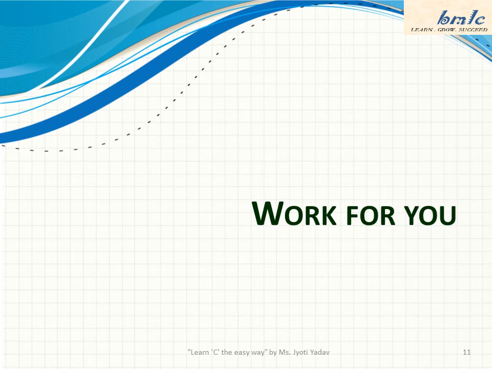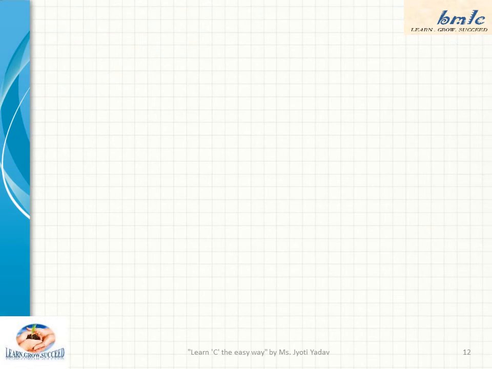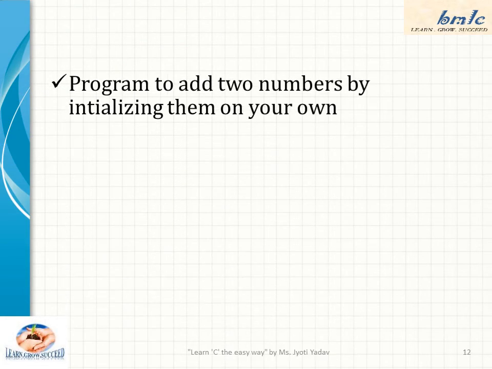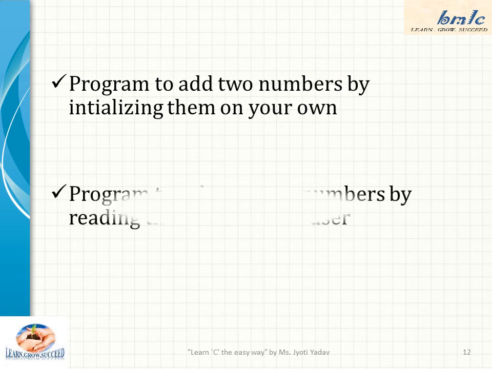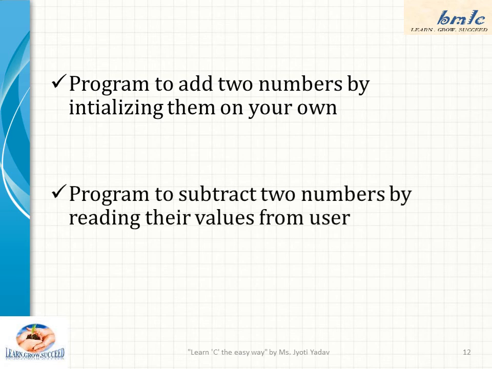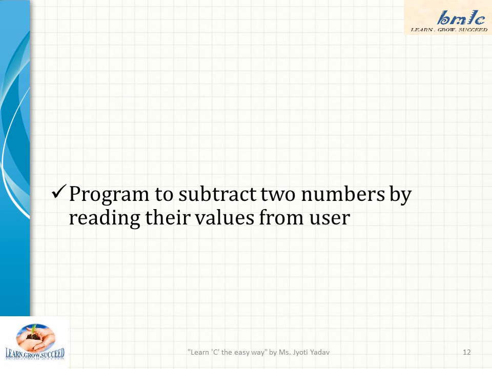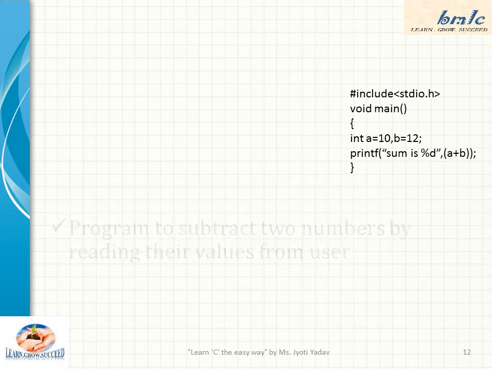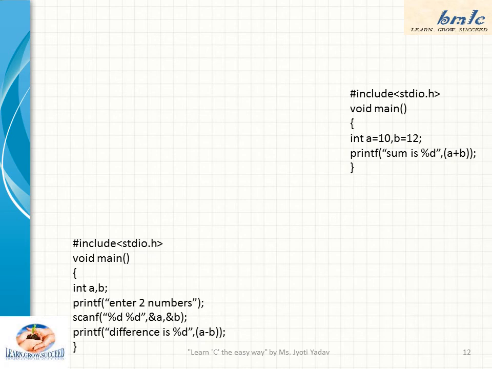Now, what do you have to do? The first one, it's a very simple program. You have to add two numbers. You don't have to read anything from the user. You just have to declare two variables, initialize them like we did in the last program, and then print the result. The second would be you have to read the values from the user, and then subtract them and then print the result.